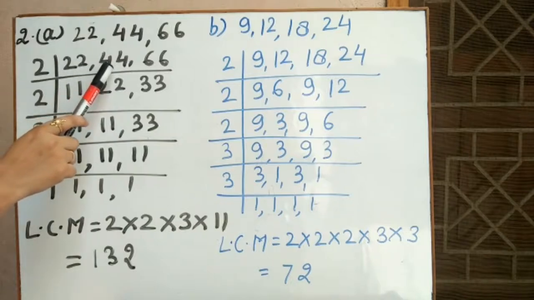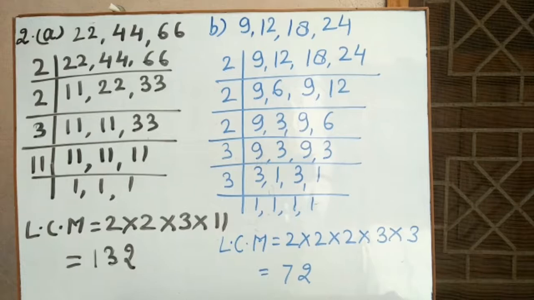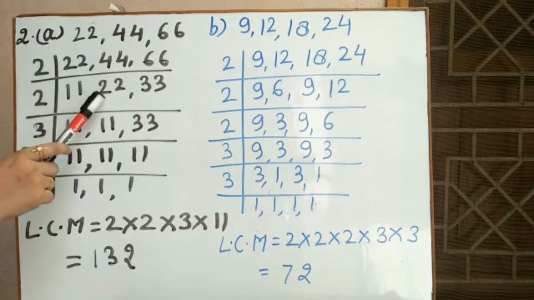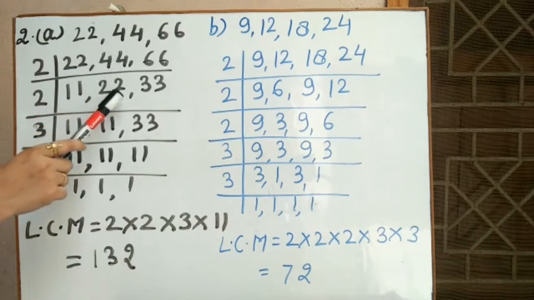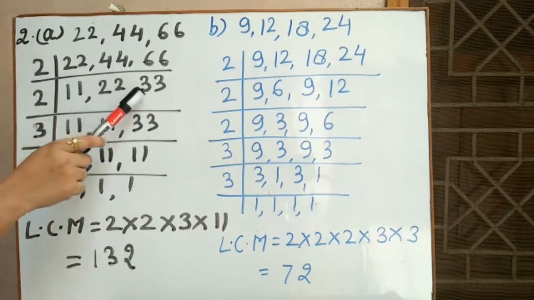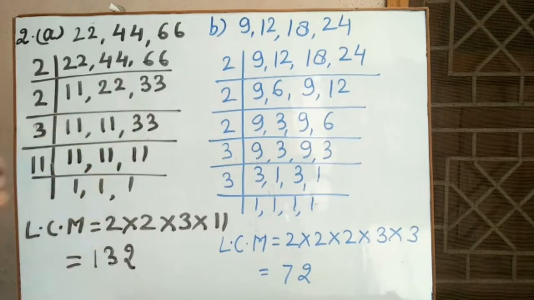22, 44, 66. All numbers are even. And I have told you, we always start from the smallest prime number. All numbers are even. That's why we will start with 2. 2 ones are 2, and 2 ones are 2. Comma. 2 twos are 4, and 2 twos are 4. Comma. 2 threes are 6, and 2 threes are 6.